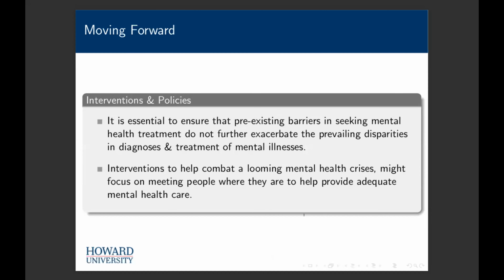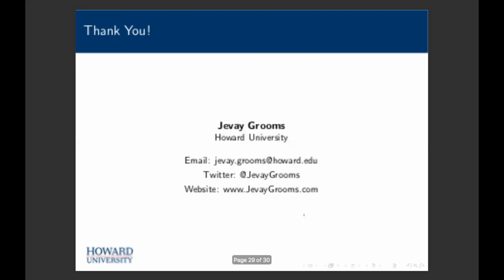So moving forward, it's essential to ensure that the pre-existing barriers in seeking mental health treatment do not further exacerbate the prevailing disparities in diagnoses and treatment of mental illness. Interventions to help combat a looming mental health crisis might focus on meeting people where they are to help provide adequate mental health care. And I think it's important to note the co-occurrence of mental health and substance use, and there are possible looming other side effects of these elevated levels of mental health distress.